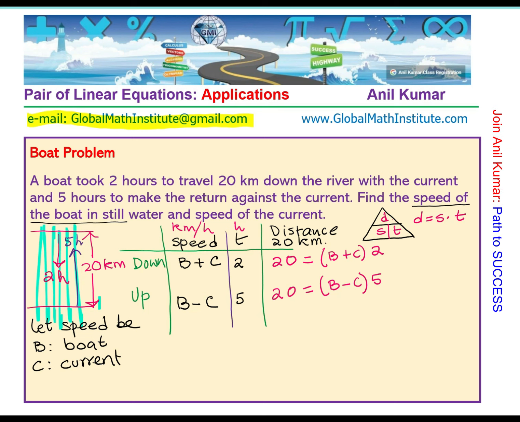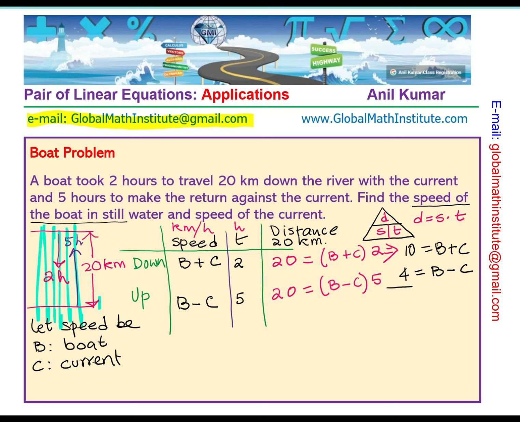Now let's simplify it. 20 equals b plus c times 2. Dividing by 2, we can write 10 equals b plus c. Dividing by 5, we get 4 equals b minus c. See how we have reduced these equations easily? Two different equations we got: one saying 10 equals b plus c, the other 4 equals b minus c.